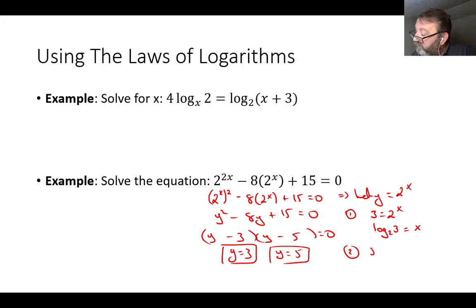Secondly, what's the second one? 5. So 5 equals 2 to the x. And again, because it's an unknown power, just go back into logarithmic form. The base is 2. So this is log to the base 2. And again, what are we dealing with? The log is equal to the power. So it's equal to x. Log to the base 2 of 5. And that's your second answer. So your first answer is log to the base 2 of 3. And your second answer is log to the base 2 of 5.